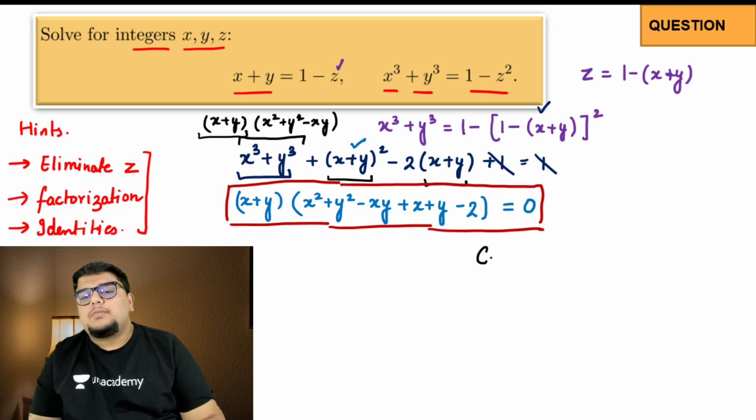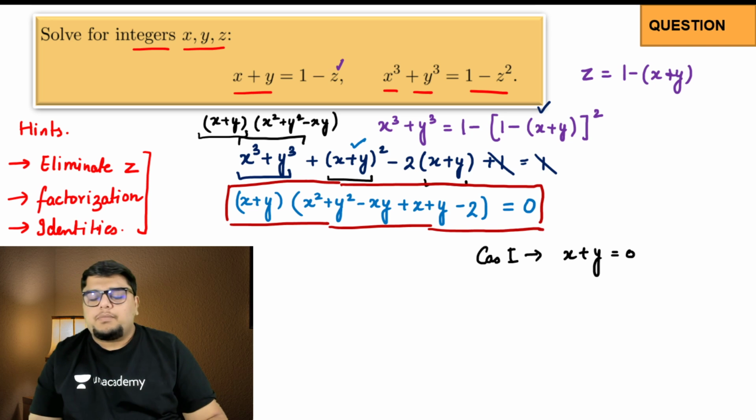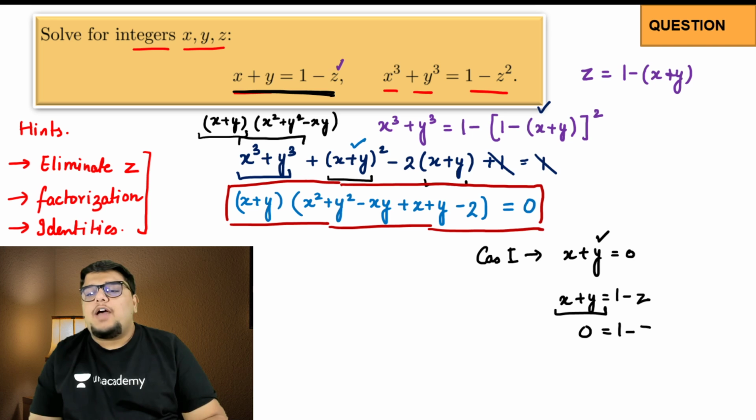Case number 1 would be, let's say x plus y is 0. If x plus y is 0, then you can put this value in our starting equation, which is basically x plus y is equal to 1 minus z. So here if x plus y is 0, you will get the value of z as 1.